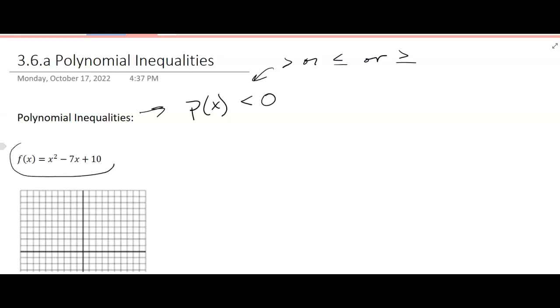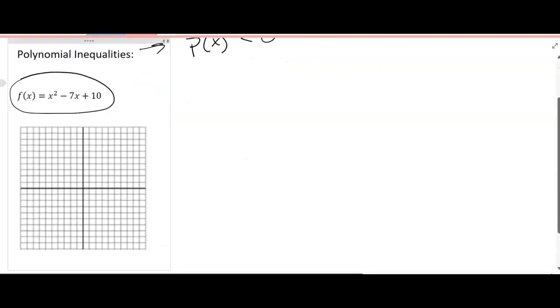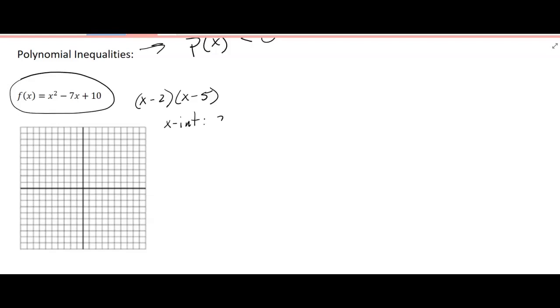Let's look at this function right here. We're going to go ahead and graph that. It's quadratic, and we know a little bit about quadratic polynomials. We know it factors into x minus 2 times x minus 5. That means it has x-intercepts, zeros, at 2 and 5. So we're going to graph those, one at 2 and one at 5.